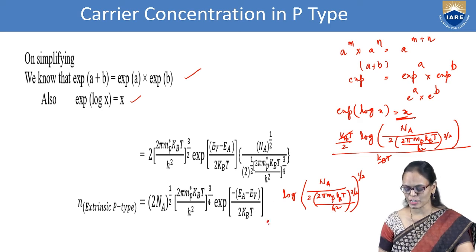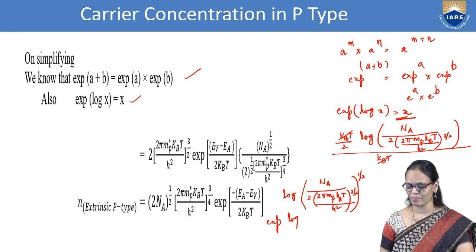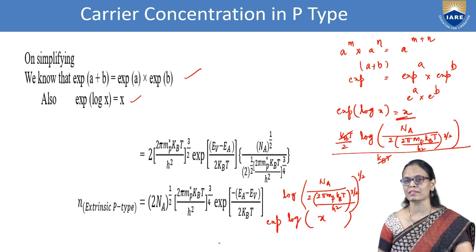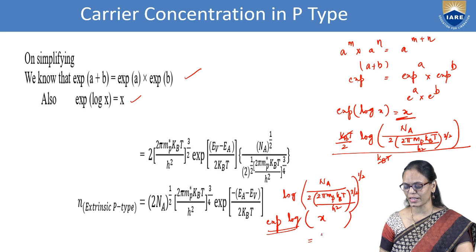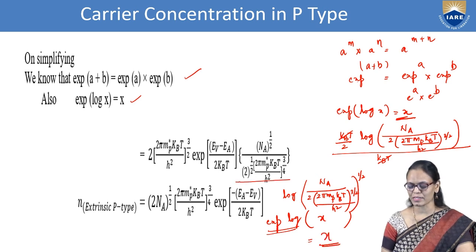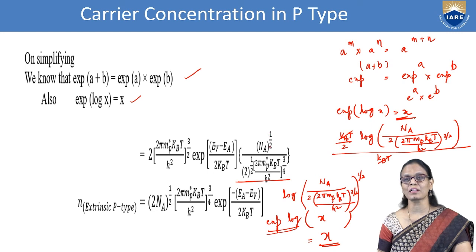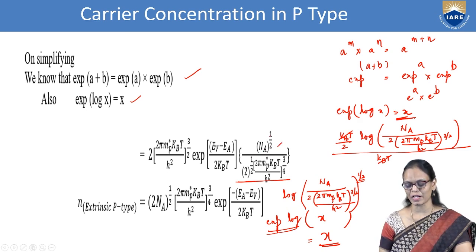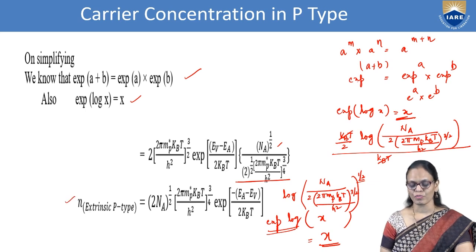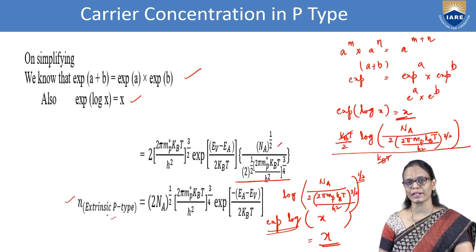Now when we take the exponential of log, the whole term I am writing as x. So exponential of log gives us only x, and we are writing only the x term, with the power half. This is due to the half we have. Now I'll write this power to the numerator also, Na power half, and in the denominator also 2 power half. And here we have 3 by 2 into 1 by 2, which is 3 by 4. So now we are finding the concentration for a P type extrinsic semiconductor.